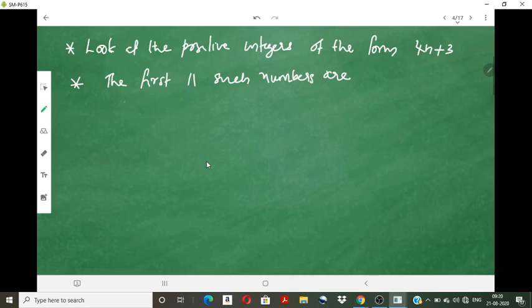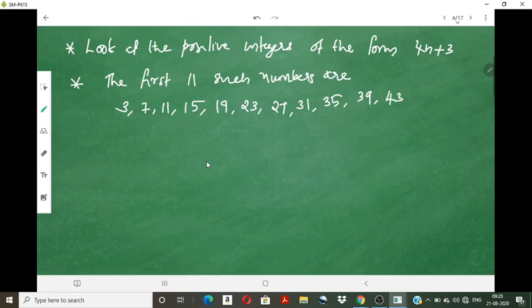are, when n equals 0, the number is 3, then 7, then 11, then 15, 15 plus 4 is 19, then 23, 27, 31, 35 plus 4 is 39, again plus 4 is 43. These are the first 11 odd numbers of the form 4n plus 3. Of these, you can see that 3, 7, 11, 19, 23, 31, 43, that is 1, 2, 3, 4, 5, 6, 7, are primes.